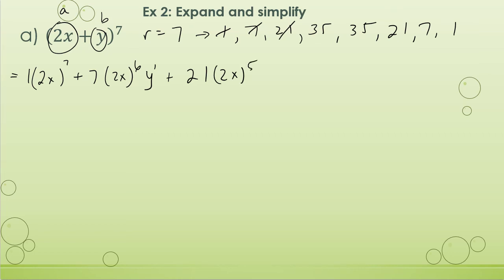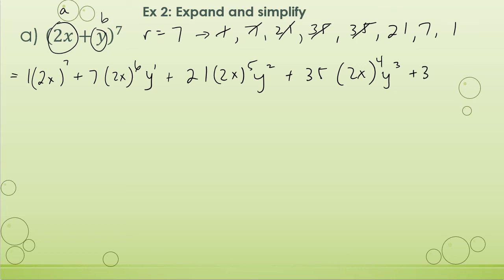2x, exponent goes down by 1, 5. B goes up by 1, 2. Plus 35. 2x to the power 4, y cubed. Again, those always have to add to 7.